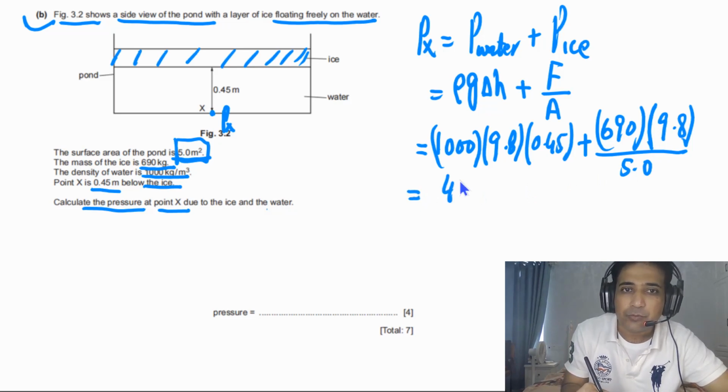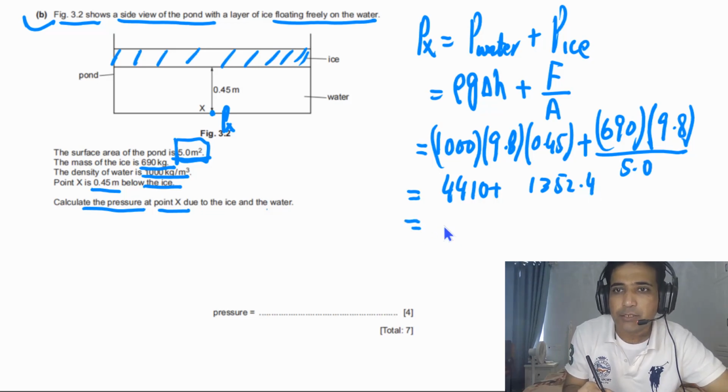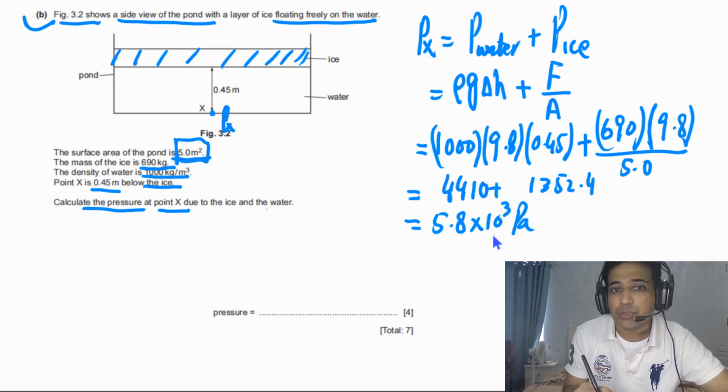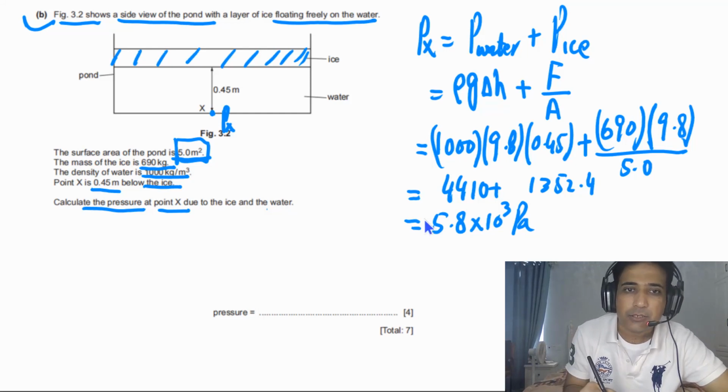So if we solve here, we will get 4410 plus, for ice, we will get 1352.4, and if we add these two together, our final answer will be 5.8 times 10 to the 3 Pascal. So this is our final answer, and this is how you can approach this problem. A beautiful question about pressure.